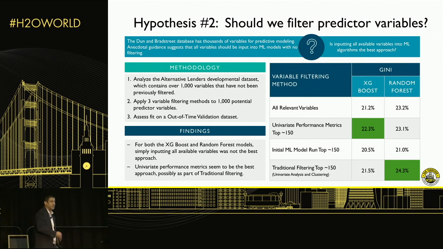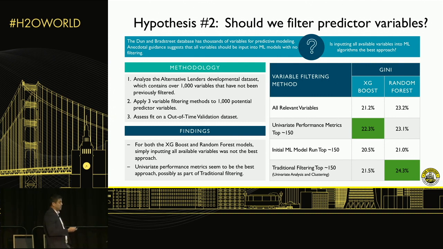First, we took all 1,000 variables, just put them into a random forest, put them into XGBoost, and tested performance. We did a univariate performance metric, so we used the Gini coefficient univariately, calculated it, rank ordered the variables, and took the, say, top 150 or so.